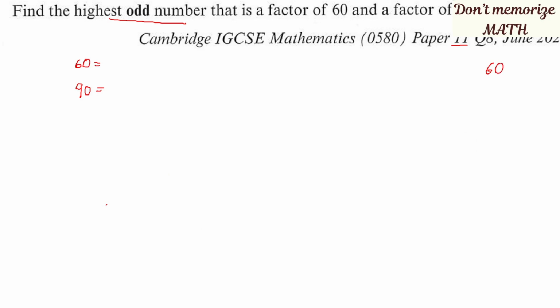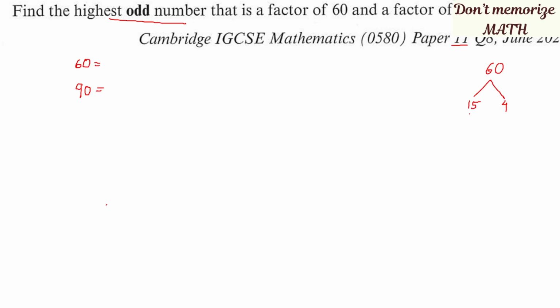So 60, how can we split 60? Anyway you can split it, like 15 and 4, or 30 and 2. 6 and 10, right? 6 times 10 is 60, so you can split it any way. I will show you here. You can split 60 as 15 times 4. No problem for that. But you need to split them again until you reach prime factors.